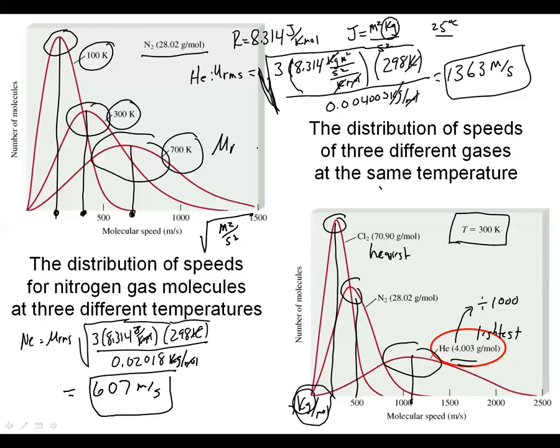So you do need to know that equation, the square root of 3RT over molar mass. Again, molar mass in kilograms per mole, and R is 8.314. Any questions on that?